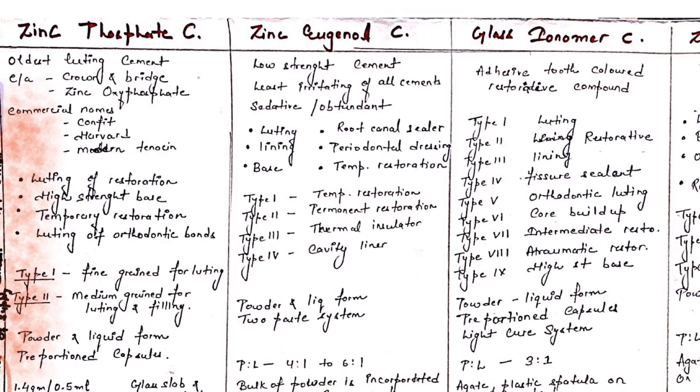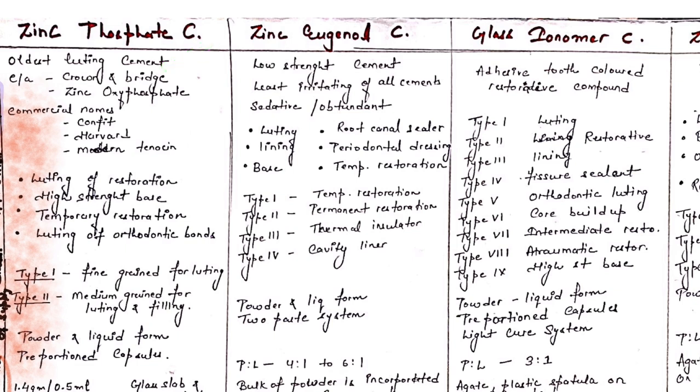So starting with the zinc phosphate cement, this is one of the most commonly used cements in our clinics, also because this is cheaper. So this is why this is used a lot, and we'll discuss all the other properties as well. It is the oldest luting cement. Luting means adhesion. Adhesion is like sticking two things together, so it is the oldest luting cement.